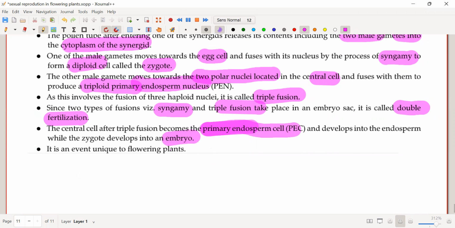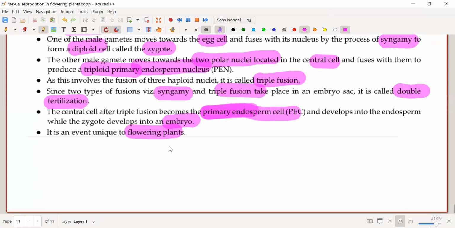The tender coconut water we drink is made up of free nuclear endosperm, which nourishes the cells to form that thick white coconut we use in the kitchen. Double fertilization is an event unique to flowering plants alone, right? Very good. With this as a base, we complete the second topic.